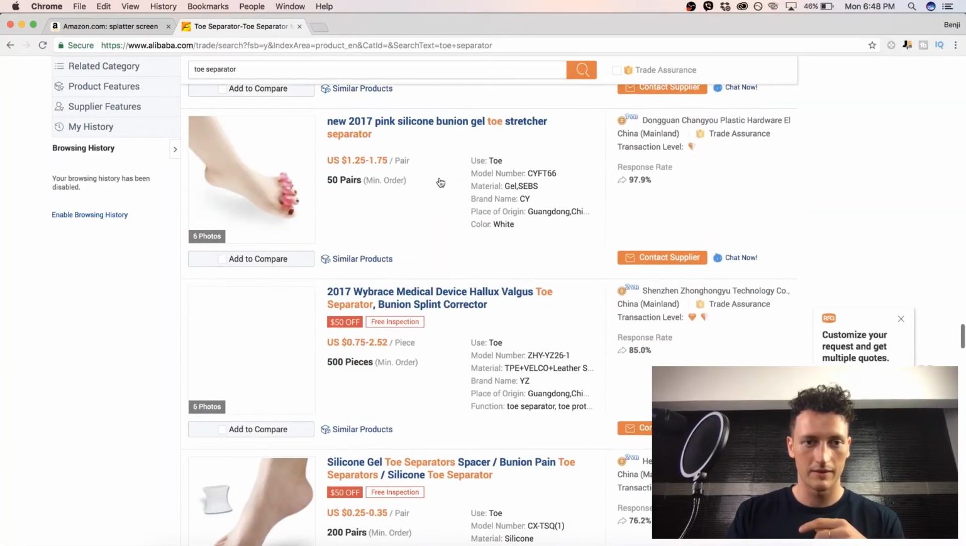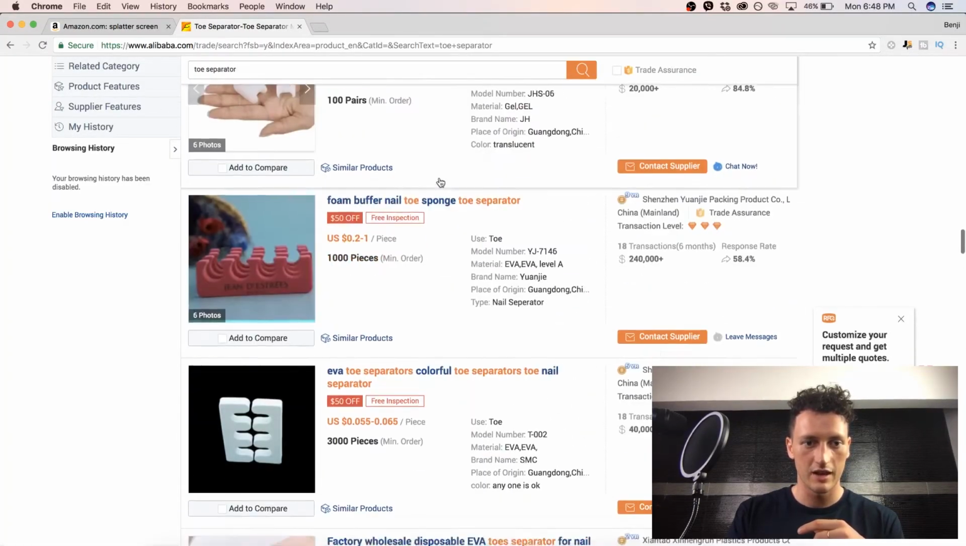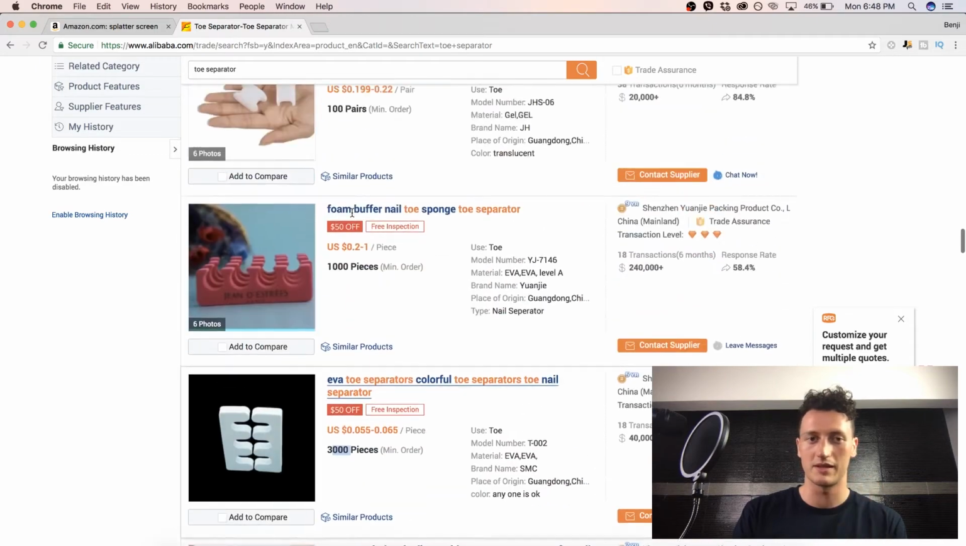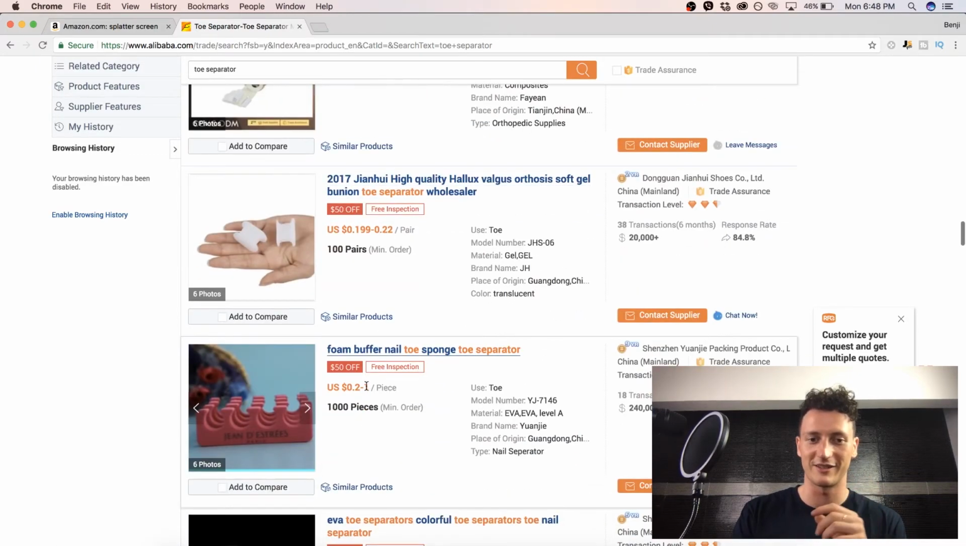Should be here somewhere. Okay, maybe they've changed it. But basically, you can see that this is 5 cents, 6 cents per unit. So there's a minimum of 3,000 pieces. You may be able to message them and see if they can do something different.